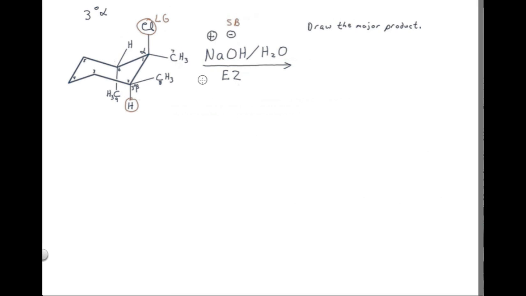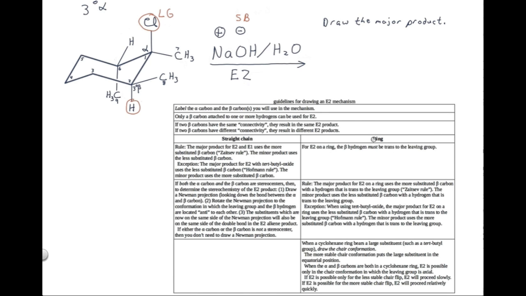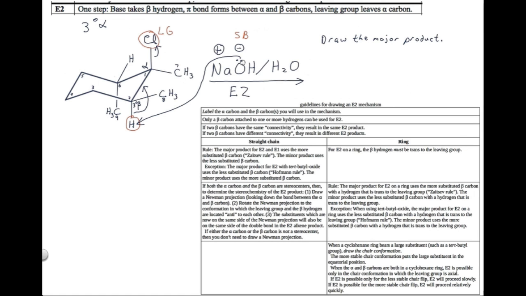The first time I recorded the explanation for this problem, I forgot a detail. Since I labeled that the O- is acting as the base, I should also have labeled the atom that's going to act as the acid. We determined that carbon 2 is the beta carbon that will give us the major product, and that means that for the major product, we're going to be using carbon 2 as our weak acid that will give up a proton to the base. Now we can draw the mechanism. Here's our mechanism. The base takes the beta hydrogen, a pi bond forms between alpha and beta carbons, and the leaving group leaves.